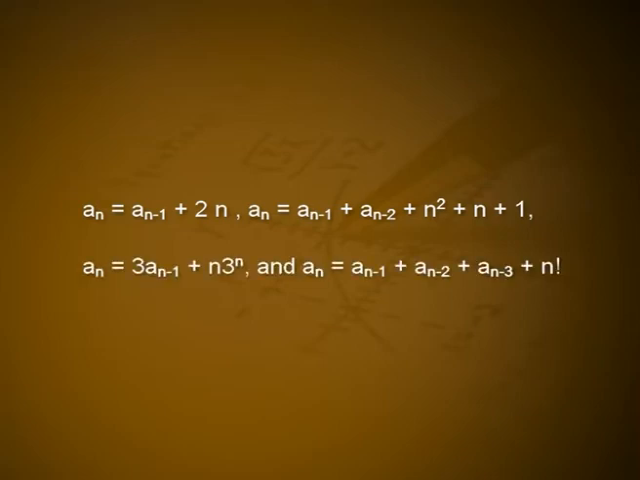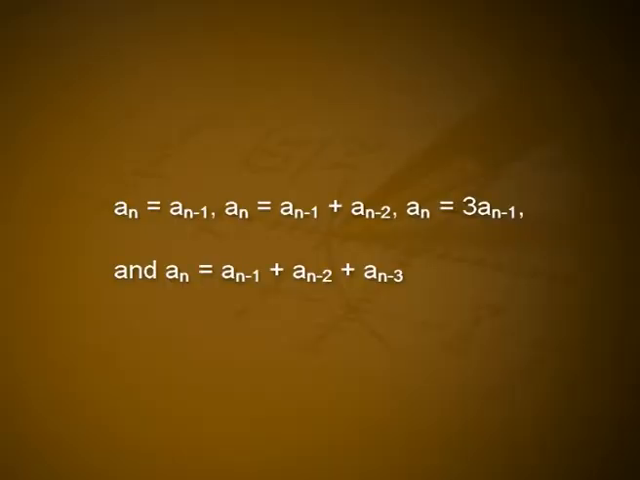Example: each of the recurrence relations a_n = a_{n-1} + 2^n, a_n = a_{n-1} + a_{n-2} + n^2 + n + 1, a_n = 3 a_{n-1} + n 3^n, and a_n = a_{n-1} + a_{n-2} + a_{n-3} + n! is a linear non-homogeneous recurrence relation with constant coefficients. The associated linear homogeneous recurrence relations are a_n = a_{n-1}, a_n = a_{n-1} + a_{n-2}, a_n = 3 a_{n-1}, and a_n = a_{n-1} + a_{n-2} + a_{n-3} respectively.